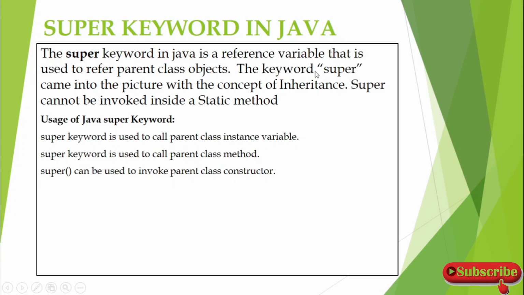That's what is called a super keyword, and it is only available in the inheritance concept. One more thing: the super keyword cannot be invoked inside a static method. You have to call it inside a non-static method. Using the super keyword, you can call the parent class instance variable, that is one point, and you can access the parent class methods, that is another point, and the super keyword can be used to call the parent class constructor as well.